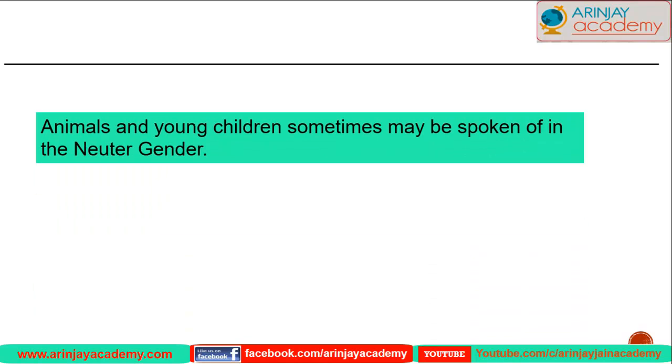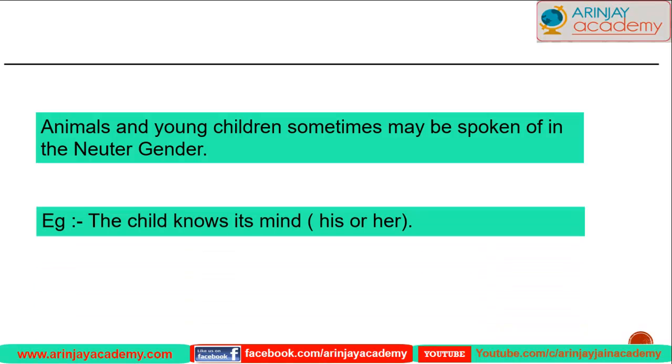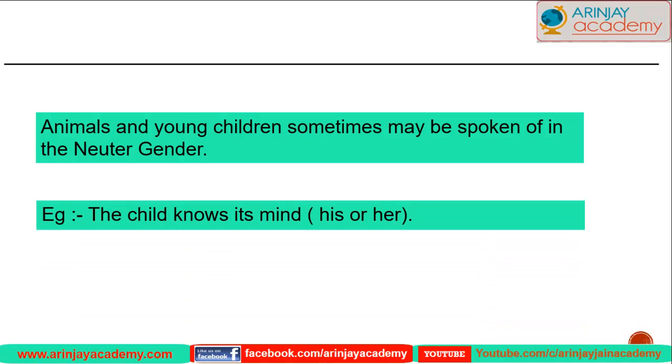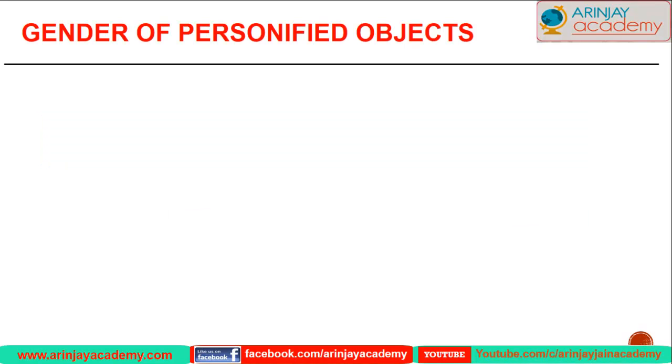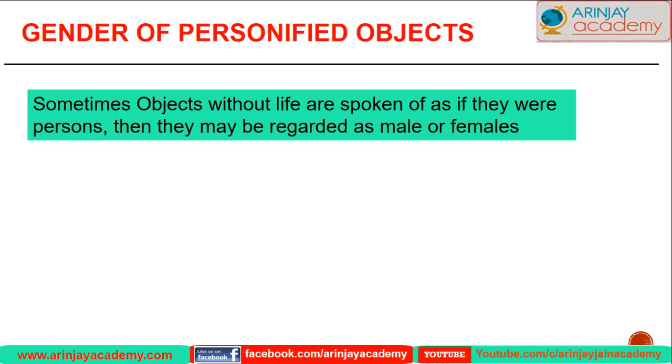Animals and young children sometimes may be spoken of in the neuter gender. Like, the child knows its mind. Instead of saying the child knows his mind or her mind, we say the child knows its mind. Gender of personified objects. Sometimes objects without life are spoken of as if they were persons. Then they may be regarded as male or female.